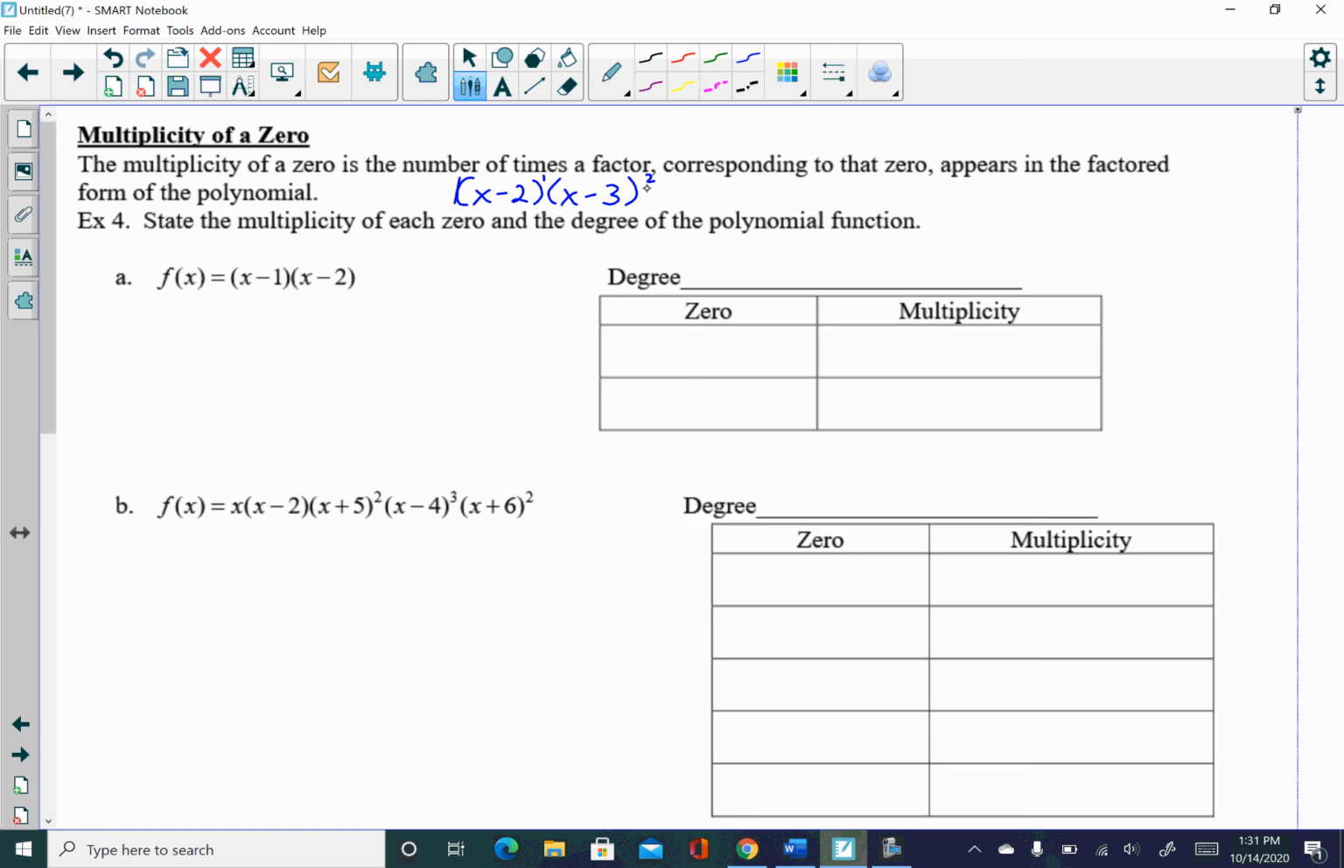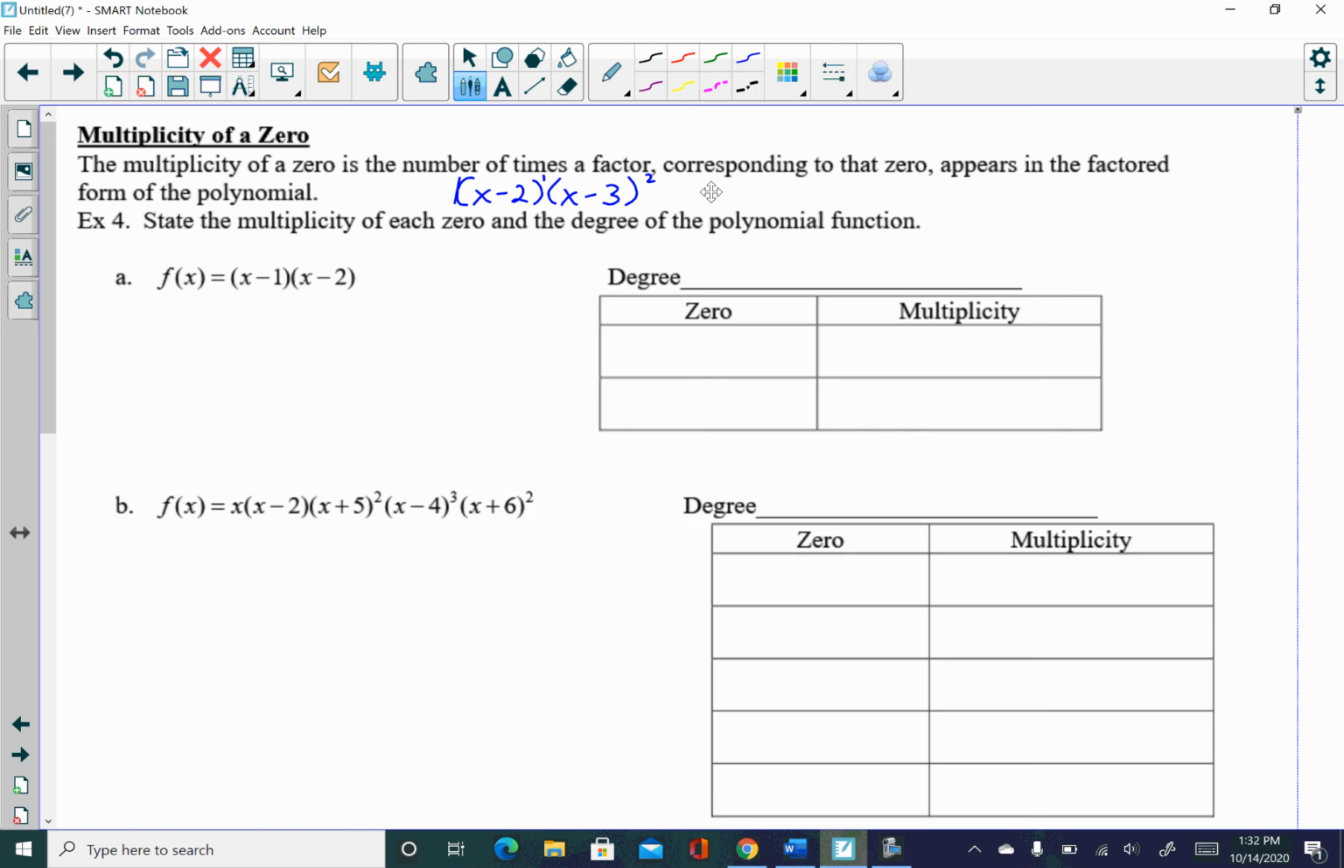Now, technically, we don't think of the factors as having multiplicity. We think of the zeros having multiplicity. And we know how to find zeros. Zeros are where we set our factors equal to 0. So that's what we'll be doing here in example 4. Example 4 wants us to state the multiplicity of each zero and then find the degree of your polynomial.